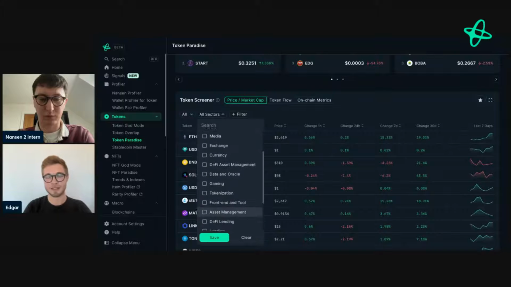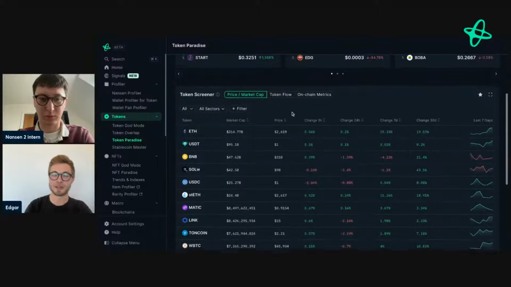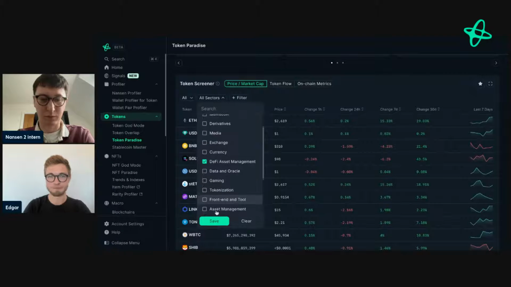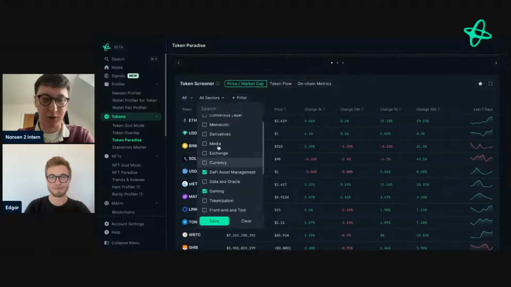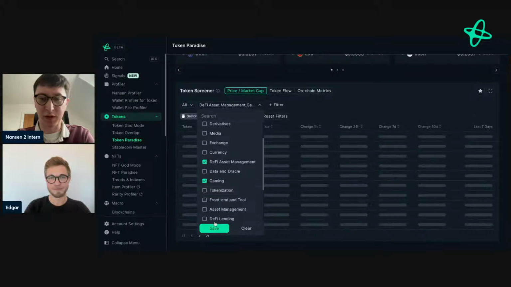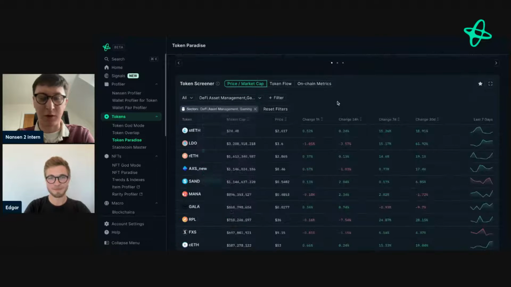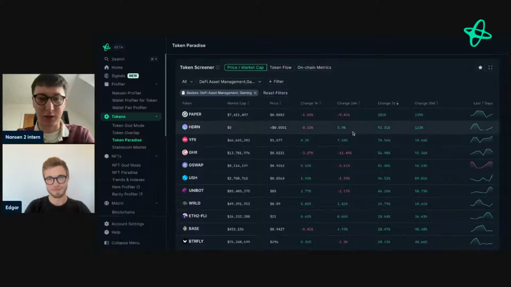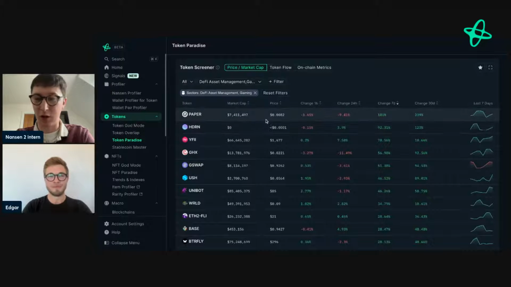And the all sectors filter allows you to filter down the specific tokens in a sector, and then you can see what's in there. Yeah, for example, and you can select as many as you like. So DeFi, asset management and gaming. Here we go, and then from there you can add whatever other filters you want to put in and sort. So if we want to do the biggest change over the last 7 days, we can see that these tokens are the highest performing ones in here.